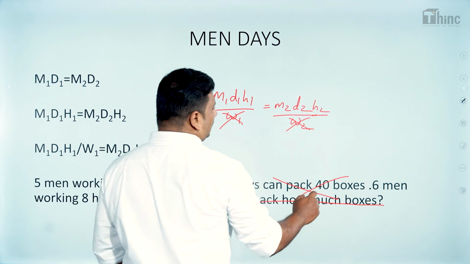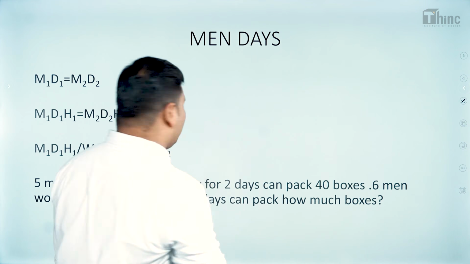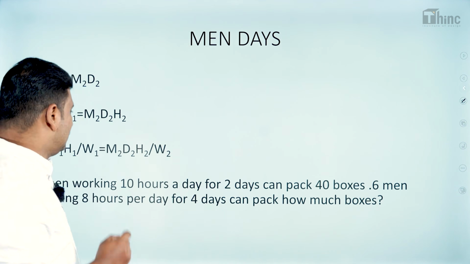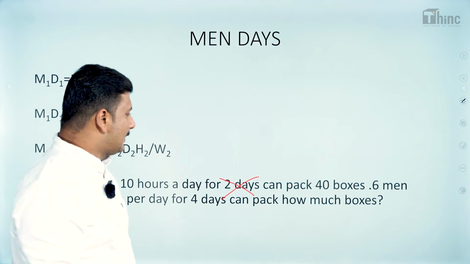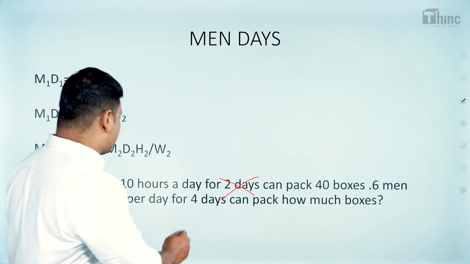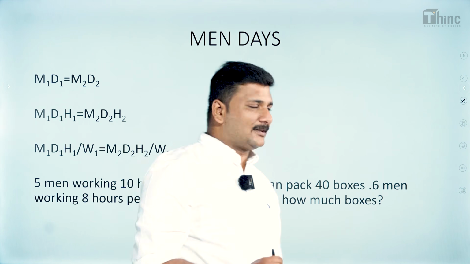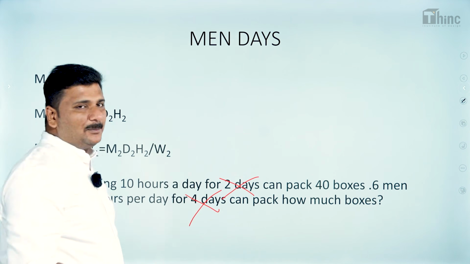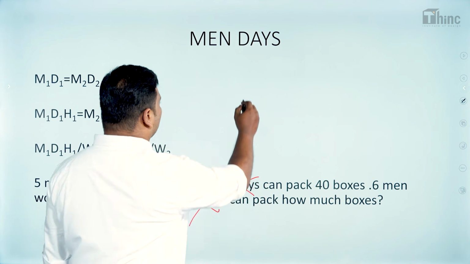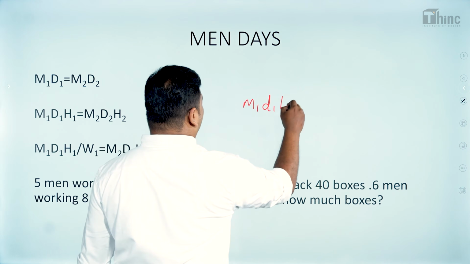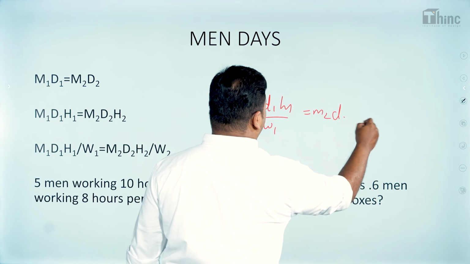So let's say the question is like this: 5 men working 10 hours a day can pack 40 boxes. Days is missing. 6 men working for 8 hours can pack how many boxes is the question. So what is missing in the question? Days is completely missing. So whenever we have a question like this, always stick to the formula M1 D1 H1 by W1 equals M2 D2 H2 by W2.